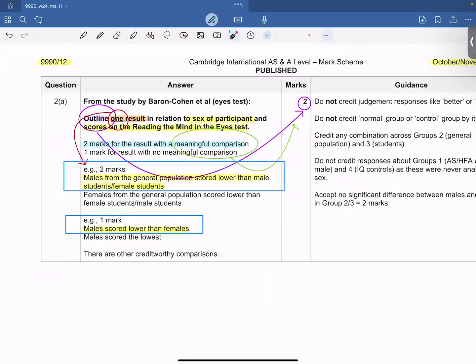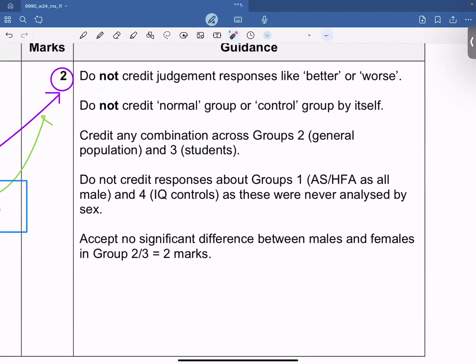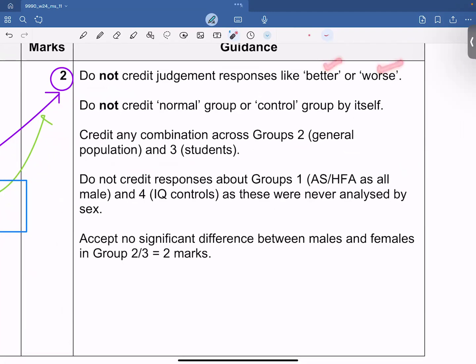If we have a quick look at the guidance that has been provided to us by the examiner, do not credit judgment responses like better or worse. Do not credit normal group or control group by itself. You need to be specific about a group. Credit any combination across group 2 and group 3. Remember, group 2 was the general population and group 3 had students from Cambridge. Do not credit responses about group number 1, that is the Asperger syndrome and high functioning autism, as all of them were males, and group number 4, that is IQ controls, these were never analyzed by sex.